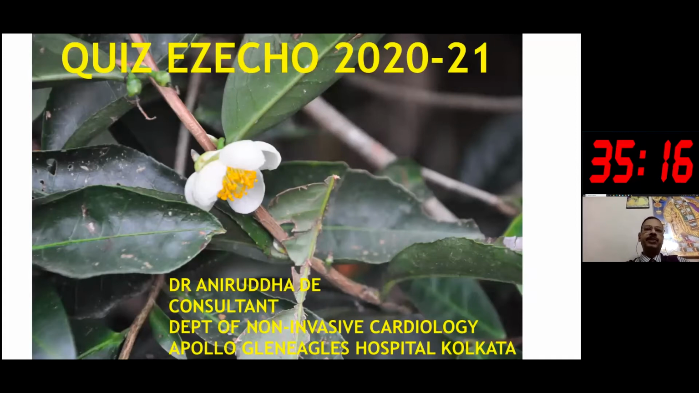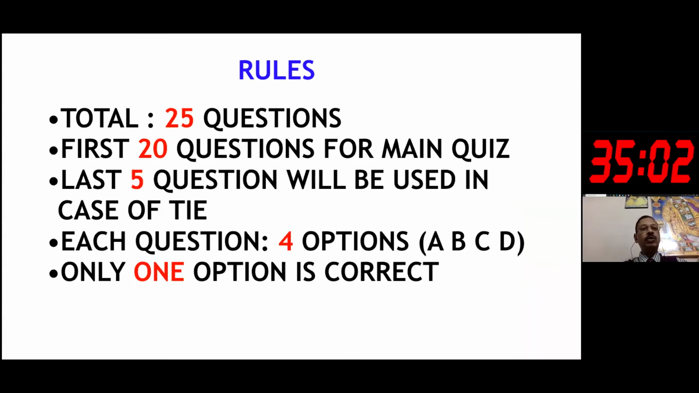So I'll start the main quiz. That is the quiz EZECHO 2020 and 2001. In fact, my title slide is also a quiz: what is that flower? I'll give the answer at my thank you slide. So the rules are the same.